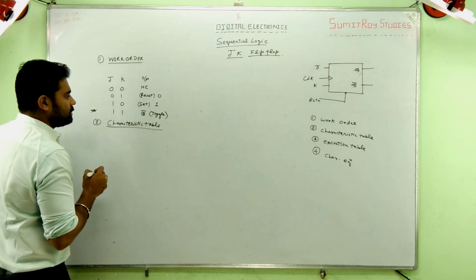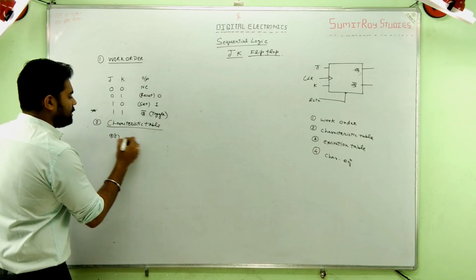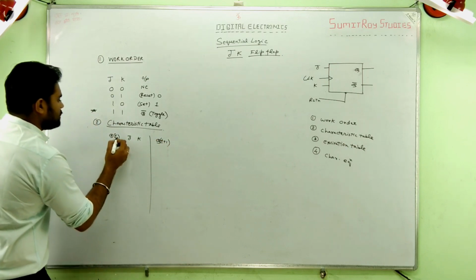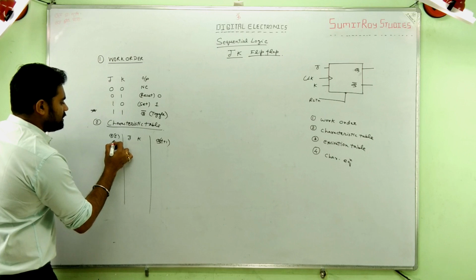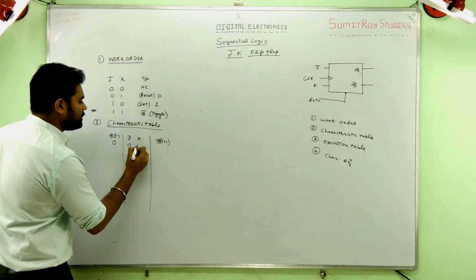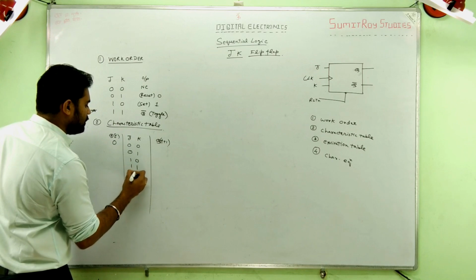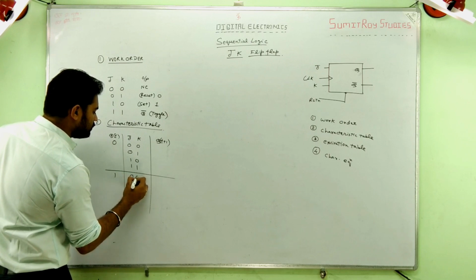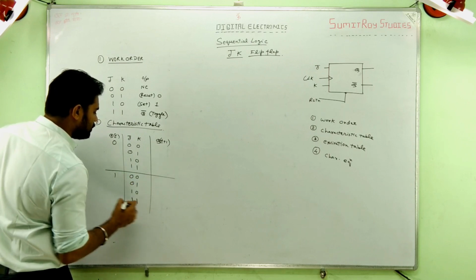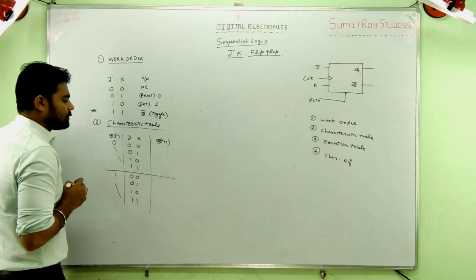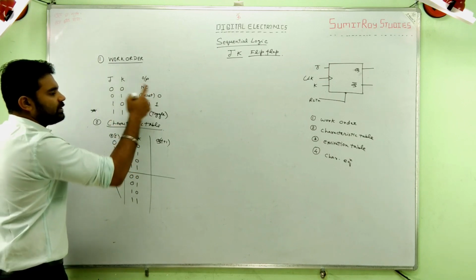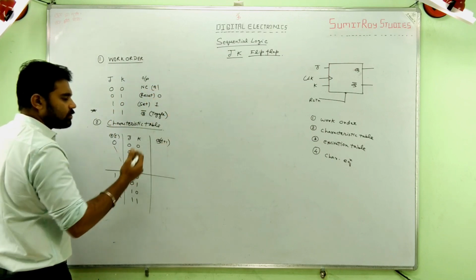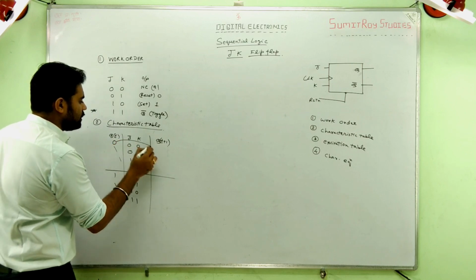Now in the characteristic table, QT will be there, J and K will be there, and QT plus 1 will be there. Now when the present output is 0, possible inputs are 0 0, 0 1, 1 0, 1 1. Again, if the present output is 1, possible inputs are 0 0, 0 1, 1 0, 1 1. Now, if 0 0 is there, 0 0 means no change. No change means Q only. Whatever is the present output, the next output will remain the same. 0, no change, 0.